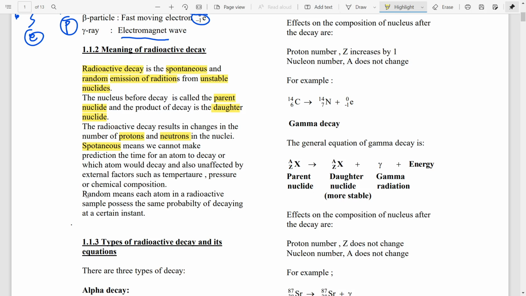And okay, random. What is random here? We cannot predict which atom. Each atom in a radioactive sample possesses the same probability. So we don't know which atom, which nucleus, will decay at a certain instant. That's why it is called a spontaneous and random process. Okay, that is radioactive decay.